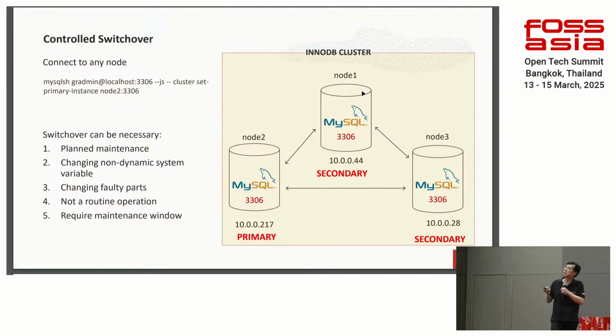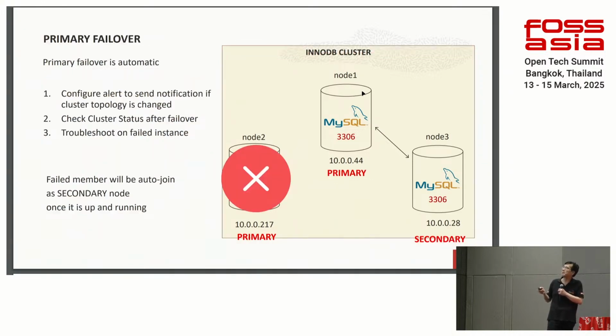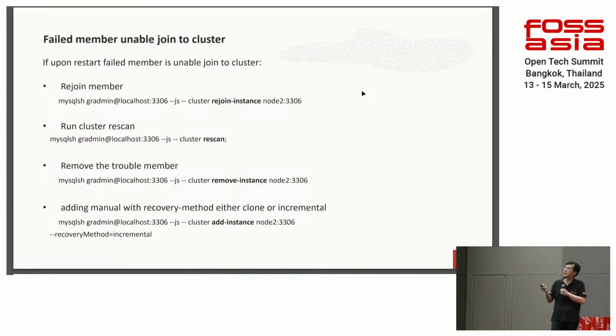And sometimes we need to do some maintenance. We can manually switch over from the primary to the secondary, using the switchover command. And once the primary fails, the failover will happen automatically. The rest of the nodes will pick 1 node as the new primary, and the router will automatically dispatch requests to the new primary because you are doing writes.